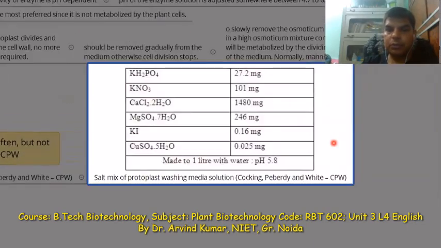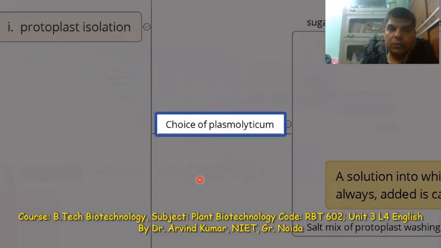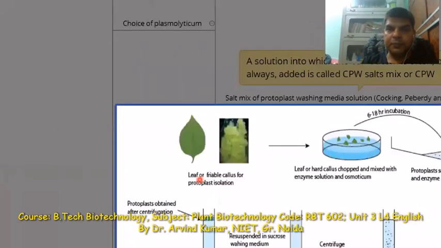Now, the composition of the CPW solution. You can just remember it, and if we go through the practical experimentation, then we have to make this solution with these different compositions. It has potassium dihydrogen phosphate, potassium nitrate, calcium chloride, magnesium sulfate, potassium iodide, and copper sulfate in different amounts, and it is for 1 liter. The amounts are mentioned here. The pH is 5.8, and this particular solution we use as a plasmolyticum solution.